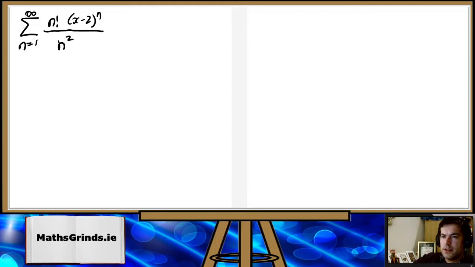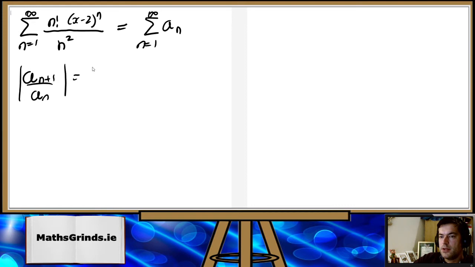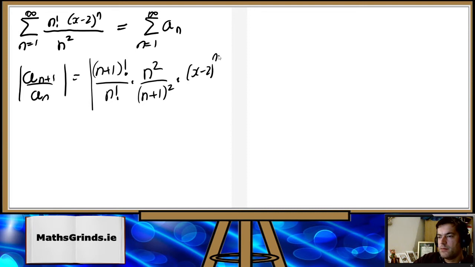Okay, let's have a look at this one now. Again, usual story here. This is the sum of the sequence a_n. So we need to look at the absolute value of a_(n+1) over a_n, which would be the absolute value of (n+1) factorial over n factorial times n squared over (n+1) squared times (x-2)^(n+1) over (x-2)^n.